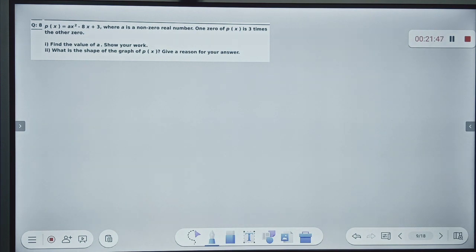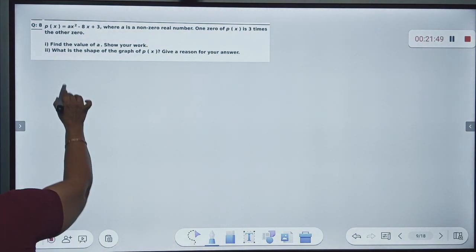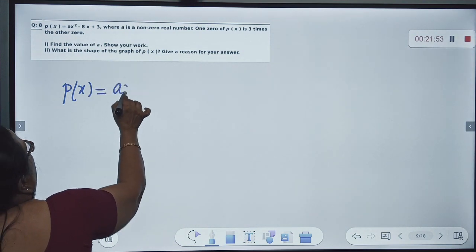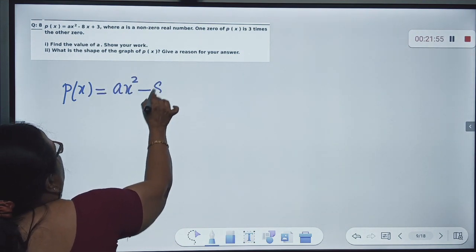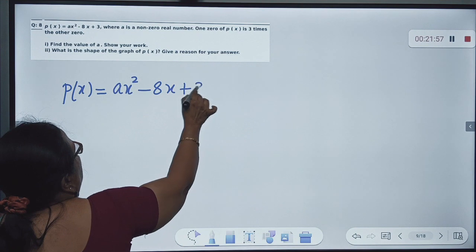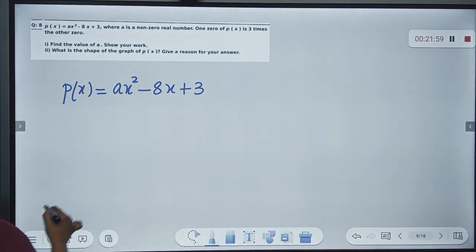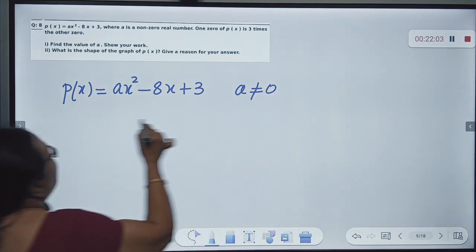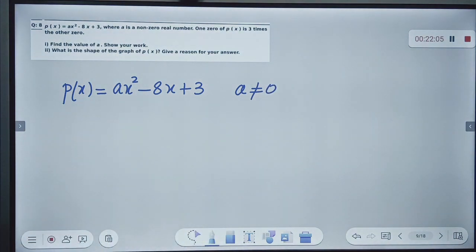Next question. P of x equal to ax square minus 8x plus 3, where a is a non-zero real number. A is not equal to 0. If a is equal to 0, it will not be a quadratic. So that is why these conditions are very important. One zero is 3 times the other zero.